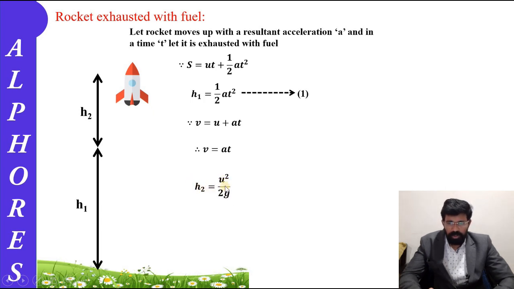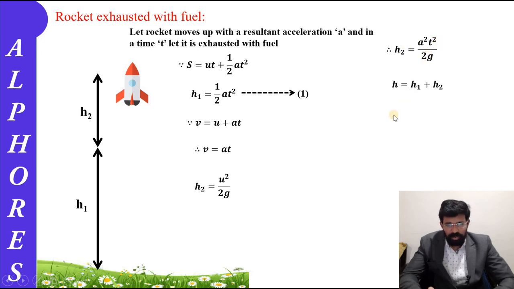h2 can be written as u squared by 2g. What is this u squared? Initial velocity squared. This u is different. This u is not the velocity at the starting point. This u corresponds to this h2 distance. Corresponding to this h2 distance, the initial velocity is how much? At. So you have to replace u with at. When you replace u with at, you will get a squared t squared by 2g.